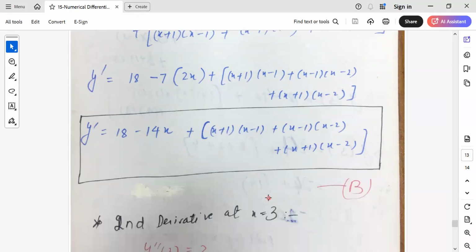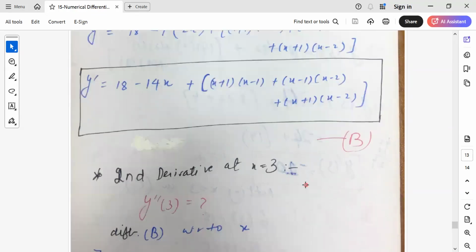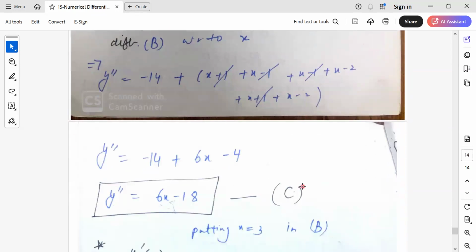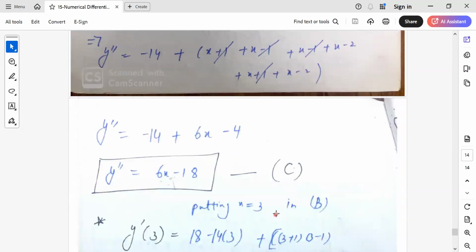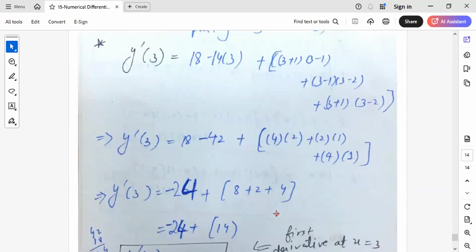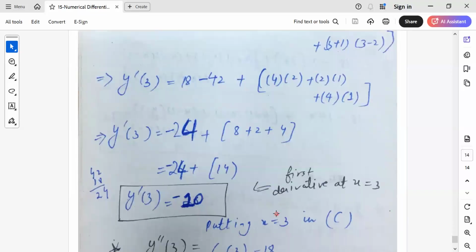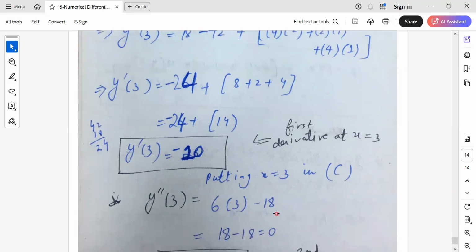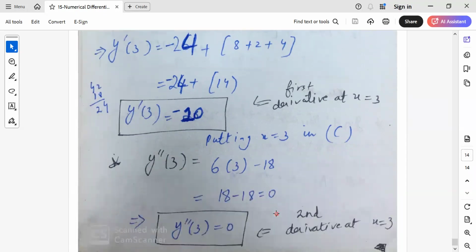The second derivative at x equal to 3: again, the first derivative was a polynomial of degree 2. Differentiating, you will get a degree 1 polynomial. So this is the degree 1 polynomial. Putting the value of x equal to 3, you will get the answer. Substituting values, in the end you will get -10 for the first derivative at x equal to 3. Putting x equal to 3 in the second derivative, you will get 0 here. That is the second derivative at x equal to 3.